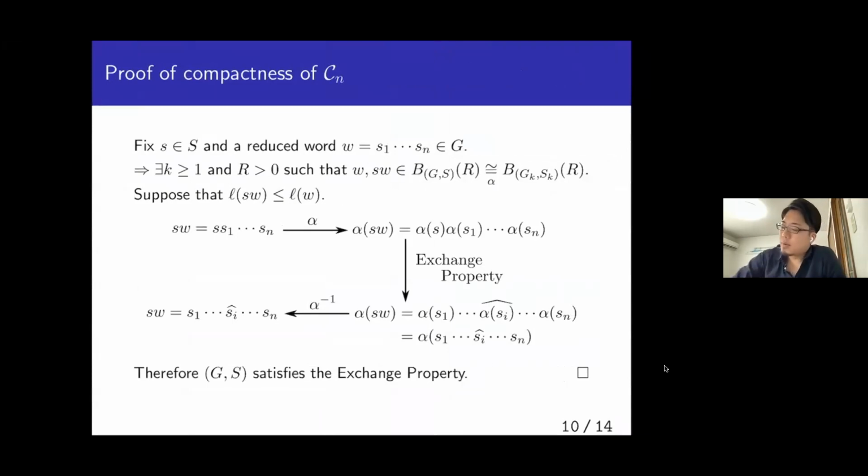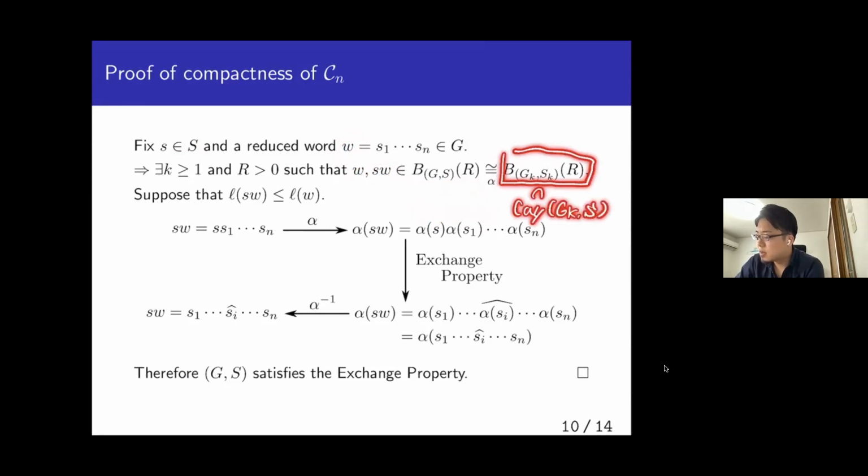So I will explain how to prove the result. Fix S and a reduced word w in G. Here G is the limit of the Coxeter systems (G_K, S_K). Then by the definition of the metric on the space of marked groups, we can find some number K and a large R such that the fixed reduced word w and sw are contained in the metric ball in the Cayley graph of (G, S) centered at the identity and of radius R, which is isomorphic to the ball in the Cayley graph of (G_K, S_K). Let us denote the isomorphism between these two balls by alpha.